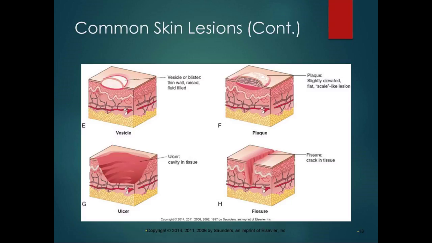A vesicular blister is a thin wall. It's raised and it's fluid filled. So I think all of us have had that from minor burns. A plaque is a slightly elevated, flat, scale-like lesion. So they talk about psoriasis plaques. It's a slightly elevated region. An ulcer is actually a cavity in the tissue, and a fissure is a crack in the tissue.